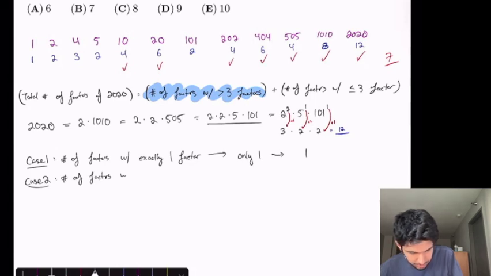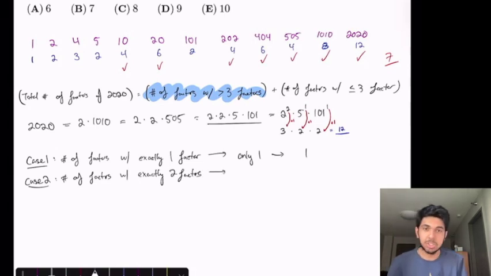with exactly 2 factors. So what kind of numbers have exactly 2 factors? These would be prime numbers. This is something you should memorize and be very familiar with. Prime numbers have only 2 factors. So these would be prime numbers.